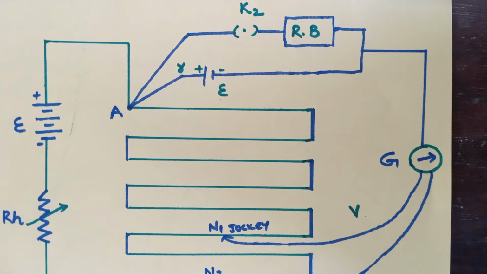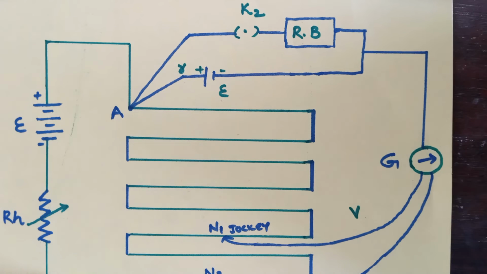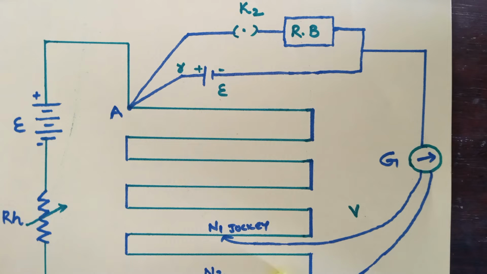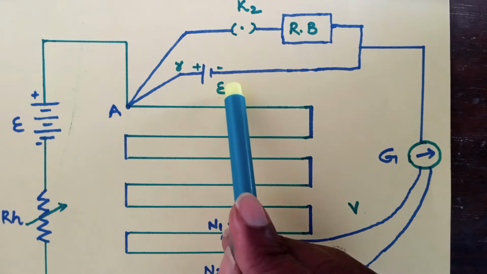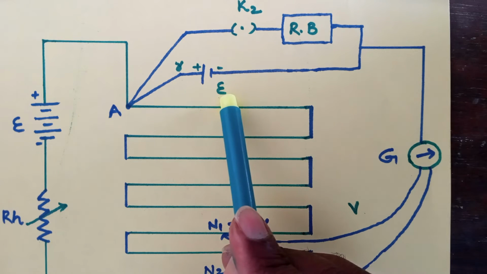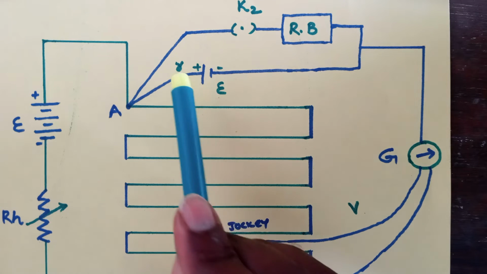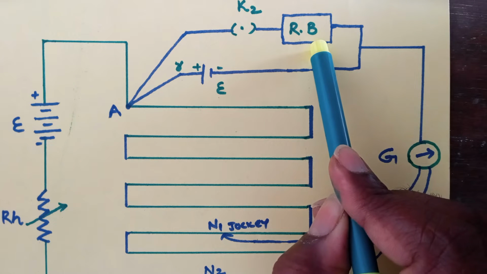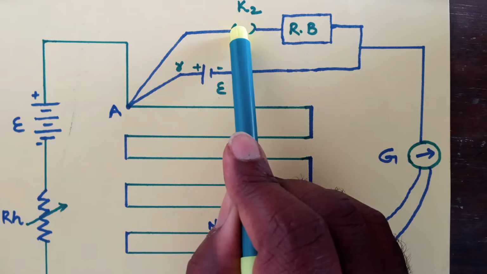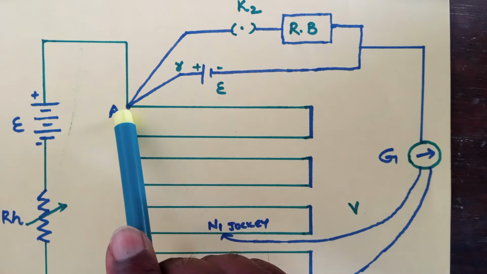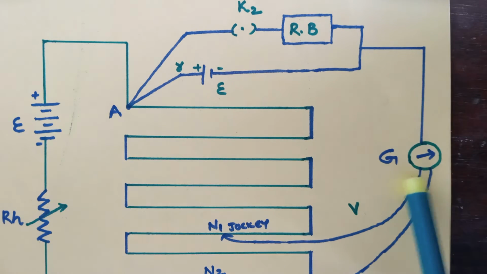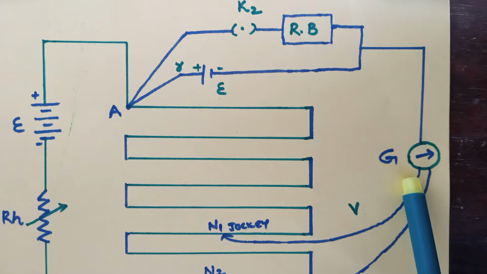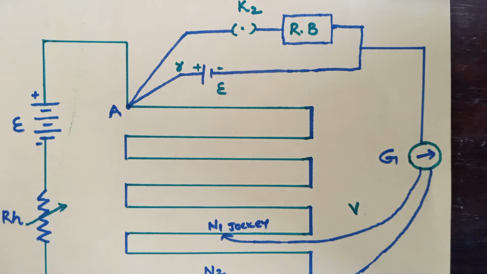In this diagram, total 2 circuits are there. First one is the primary circuit, second one is the secondary circuit. In the secondary circuit, what are connected? The given cell whose EMF is epsilon and internal resistance r is connected to the resistance box and plug key K2 at the A end of the wire. This combination is connected to the jockey through a sensitive galvanometer. This combination of circuit is called the secondary circuit.